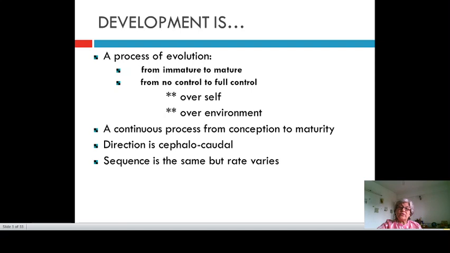Direction of development is mostly cephalocaudal. It starts from the head downwards. I'm talking about motor development in this case. And another thing to remember is the sequence of development is the same in different domains. For example, a child will always learn to sit before he learns to walk. You would never see a child walking before he learns to sit. So the sequence remains the same, but the rate definitely varies. And when the rate goes beyond the normal range, we call it a developmental delay or deviation.